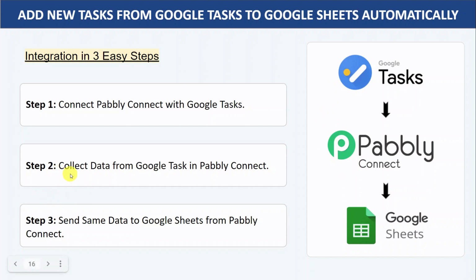Now at step 2, collect the data from Google Tasks in Pabbly Connect. So basically Pabbly Connect is going to capture the data from Google Tasks. And in step 3, send the same data to Google Sheets from Pabbly Connect. So the data which Pabbly Connect has captured from Google Tasks, the same data will be sent to the Google Sheets. So basically we have created an integration between Google Tasks and Google Sheets with the help of Pabbly Connect. So now let us learn the steps. Let us learn how to create the integration.